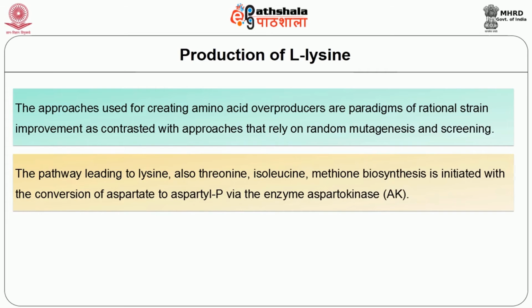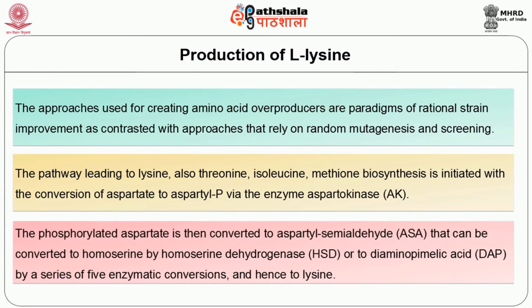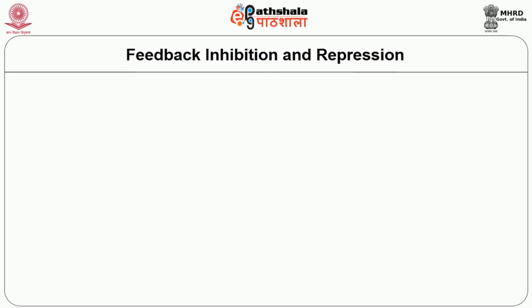The pathway leading to lysine, also threonine, isoleucine, and methionine biosynthesis, is initiated with the conversion of aspartate to aspartyl phosphate via the enzyme aspartokinase. The phosphorylated aspartate is then converted to aspartyl semialdehyde, which can be converted to homoserine by homoserine dehydrogenase or to diaminopimelic acid by a series of 5 enzymatic conversions and hence to lysine. Homoserine is the starting point for making threonine and isoleucine as well as methionine. The major control points for the metabolic flux to individual amino acids occur at the level of aspartokinase and homoserine dehydrogenase.